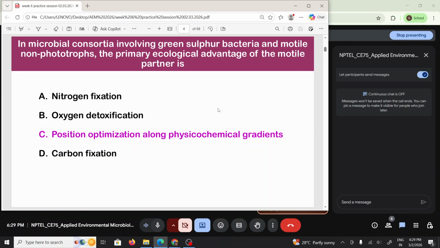Like we have seen about green sulfur and purple sulfur bacteria in the previous session. So a green sulfur bacteria is anaerobic and it is a photolithotroph. So it requires both light and sulfide for its growth. But it cannot move. So what happens is this motile partner helps the green sulfur bacteria to move.